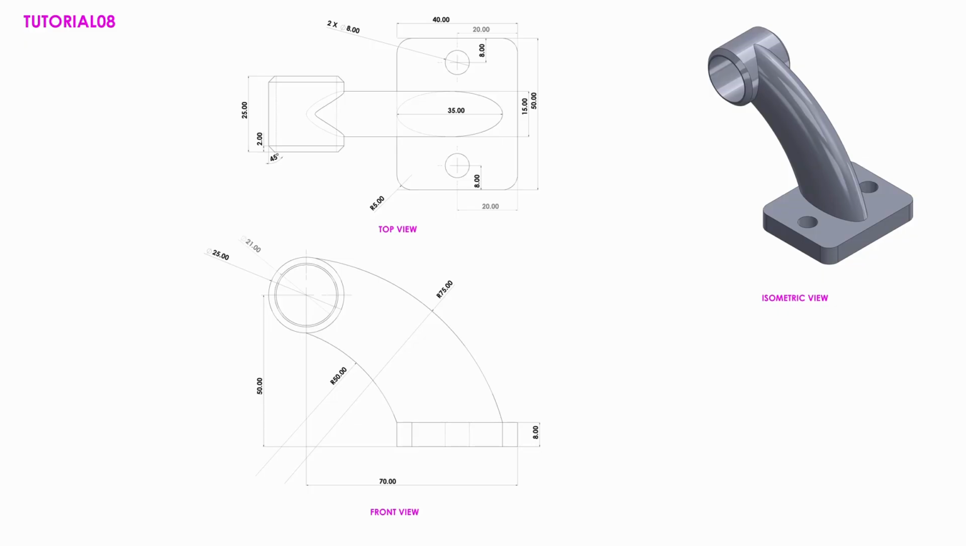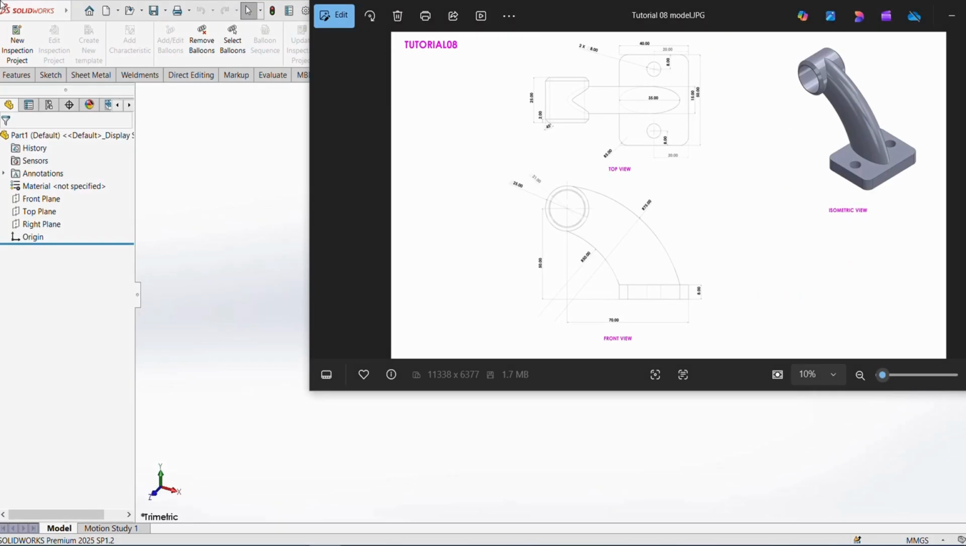Let's create the 3D model. This is tutorial number 8. In this tutorial, the required drawing views of these models are mentioned. Also the isometric view, which gives a clear idea about how the 3D model looks.